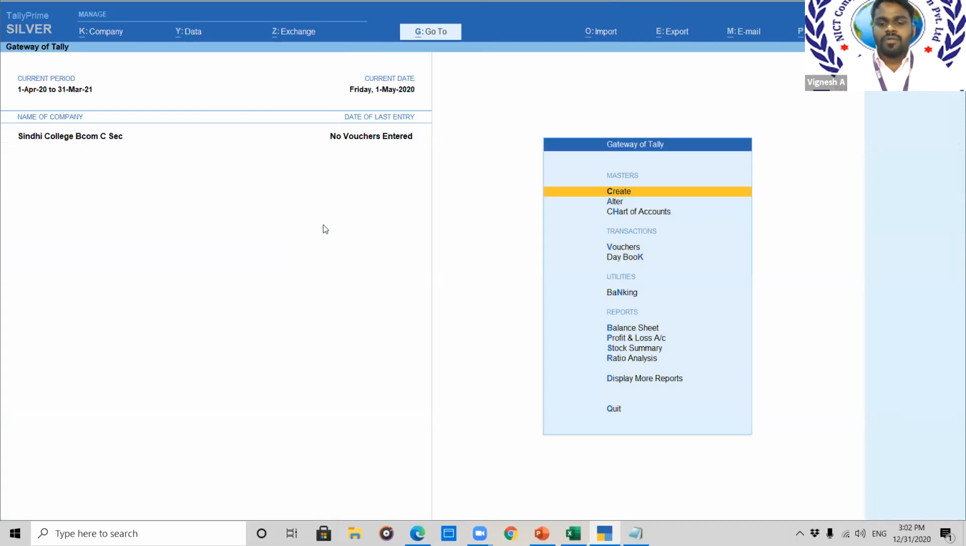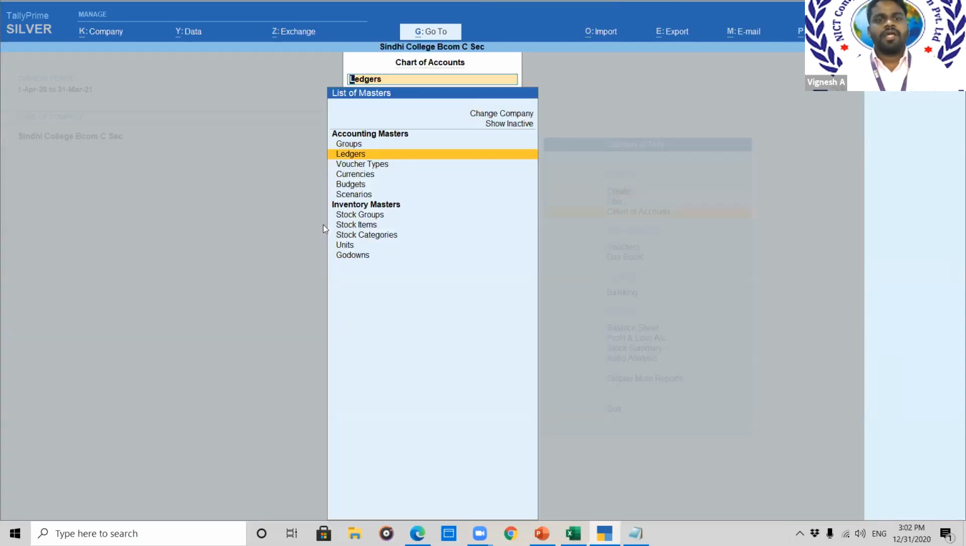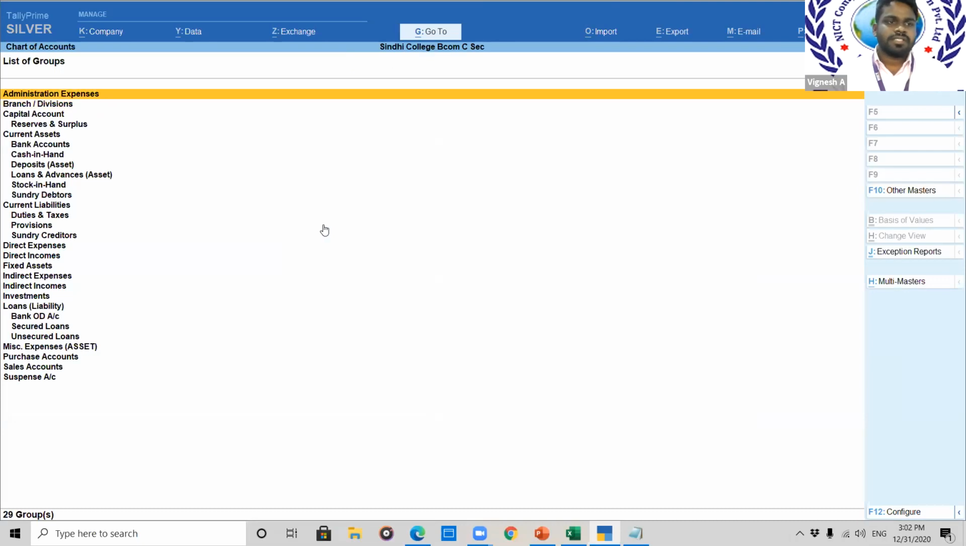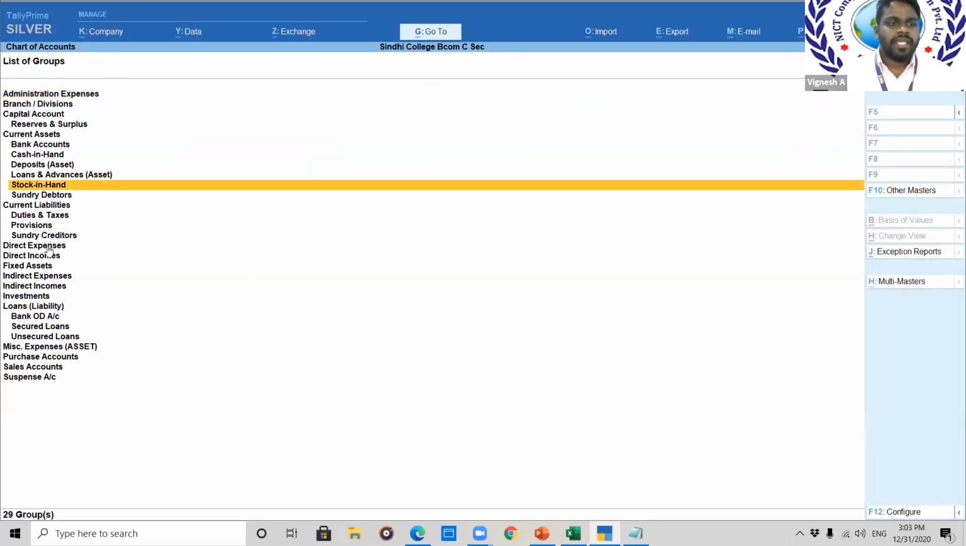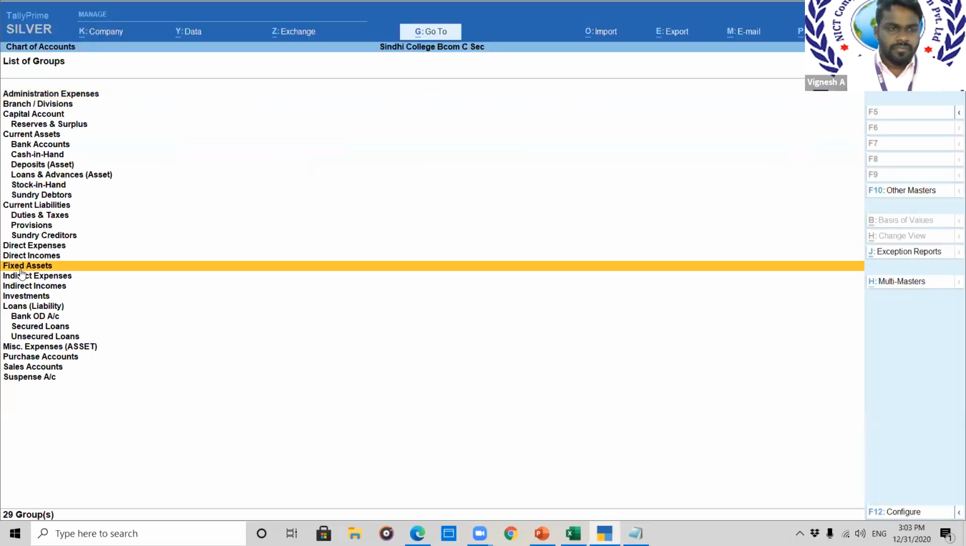If you want to view that, go to the chart of accounts, and you can see the group structure. You can see administration expenses at the top. Yes, sir. This is a primary group, that is why it is not grouped under anything. As a second example, I want to maintain a main group as fixed assets and subgroups as factory assets and office assets. Already I have a main group as fixed assets. Under this, I want to put factory assets and office assets to maintain the balances location-wise.